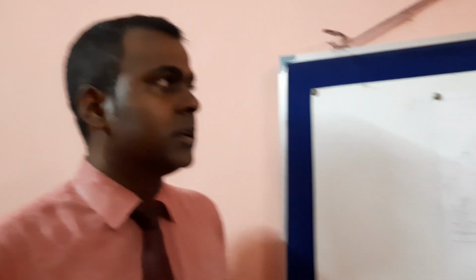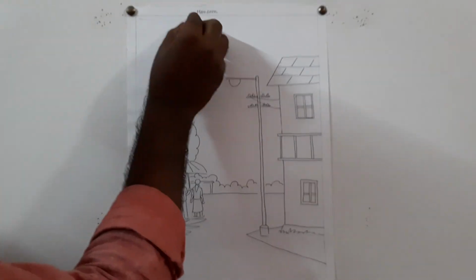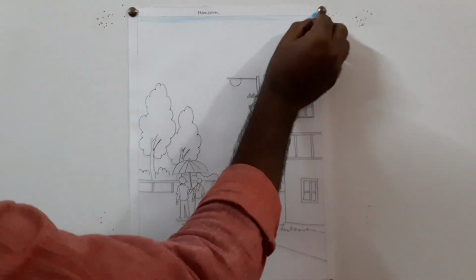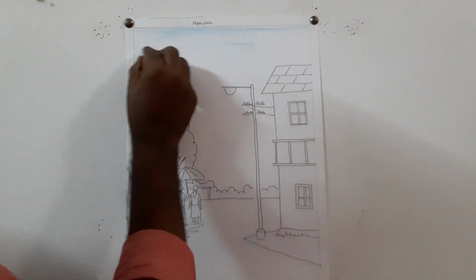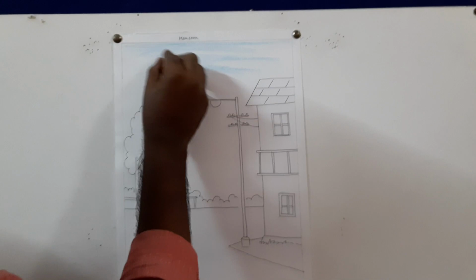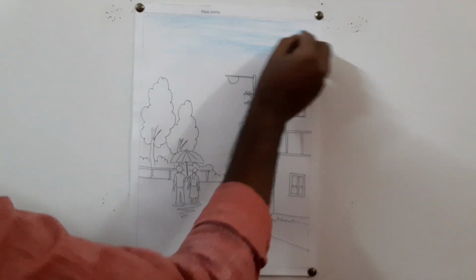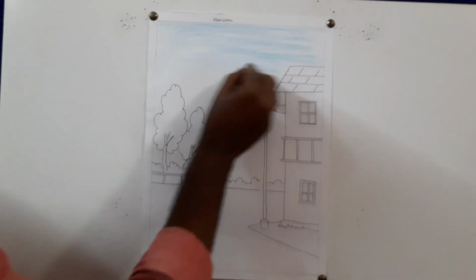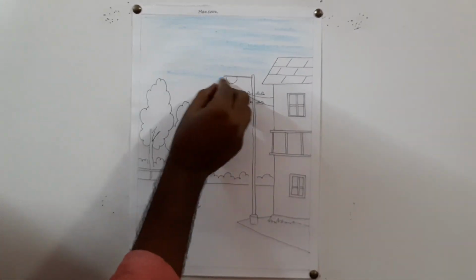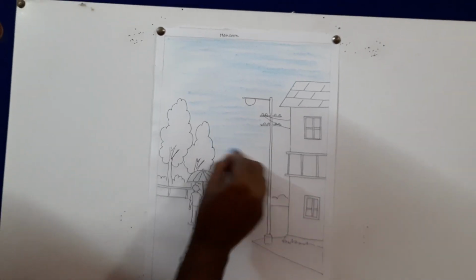Hello students, today I will start coloring in monsoon. At first we will color sky blue all over the sky portion, and we will apply that color very lightly. The upper part of the sky will be darker and the lower part of the sky will be lighter.